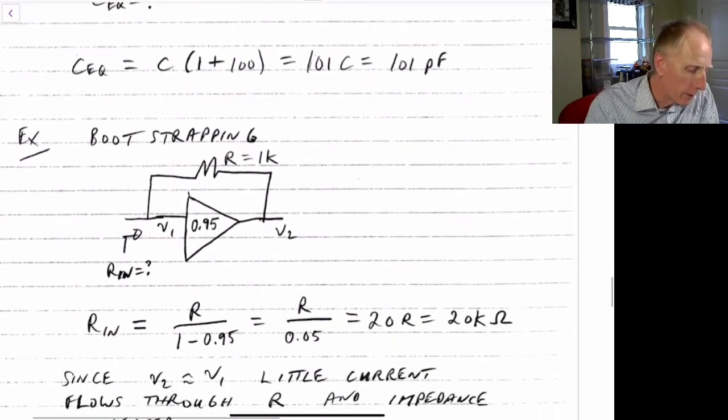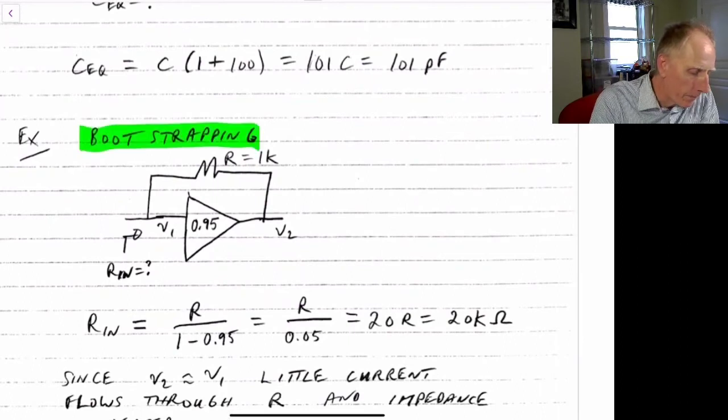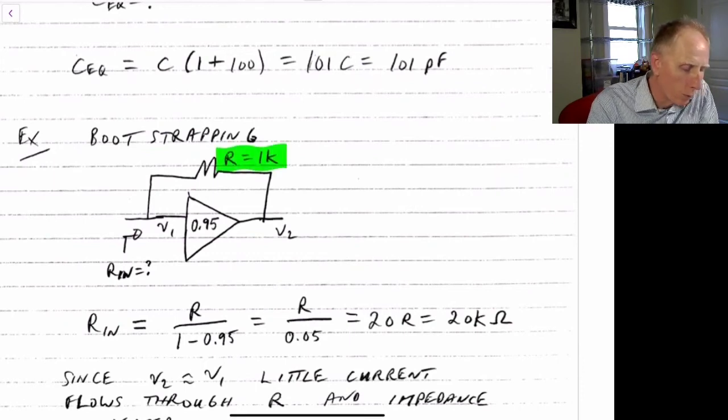Another example is something called bootstrapping. So this is a second example. In this case, we'll assume that we have a resistor of R equals 1K. We'll put it across an amplifier that has a gain very close to 1, in this case equal to 0.95. We'd like to know what the input impedance is looking into this circuit.